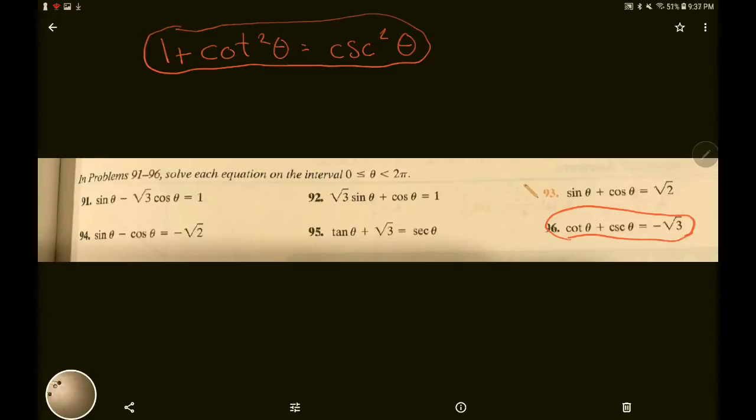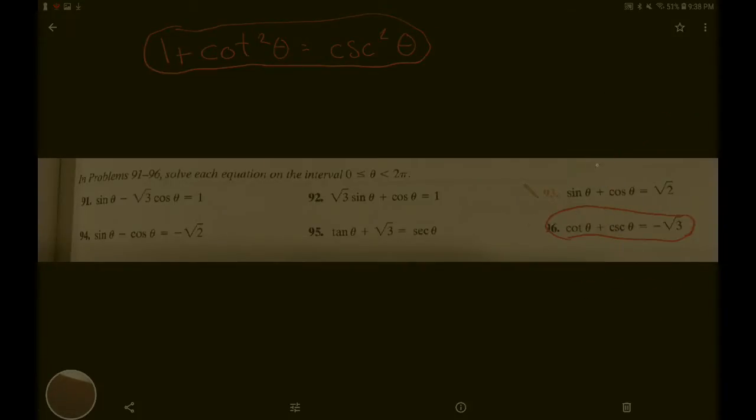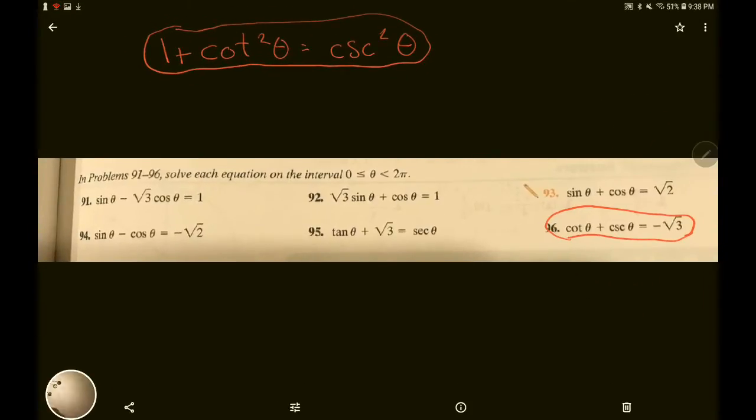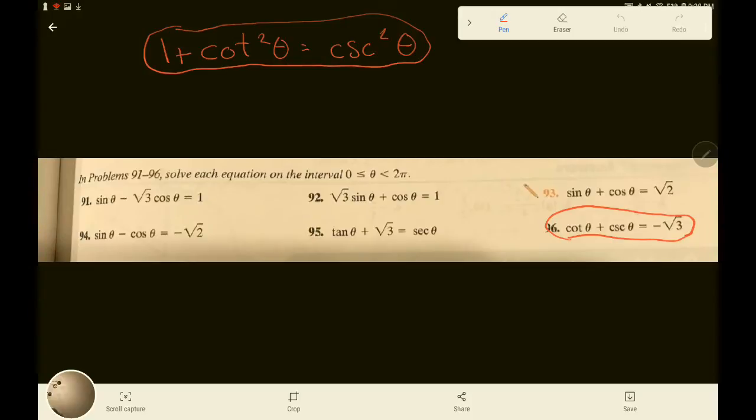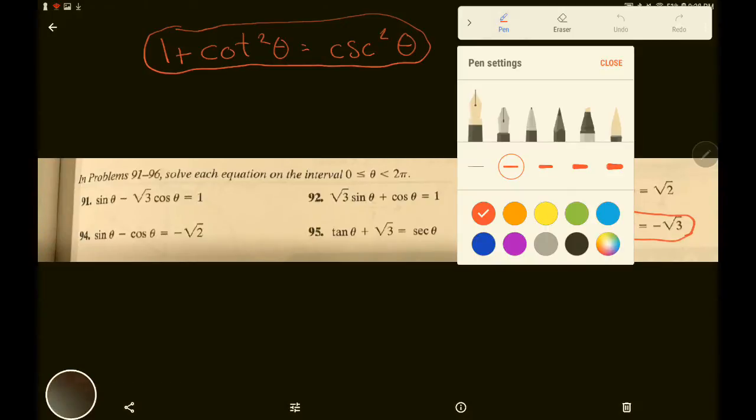Okay. So number 96, cotangent theta plus cosecant theta equals -3. Now, once we figure out how to square this so that we have some squared trig functions, then we're going to use this trig function at the top to substitute the 1 plus cotangent squared theta equals cosecant squared theta. We're going to use that when the time is right.